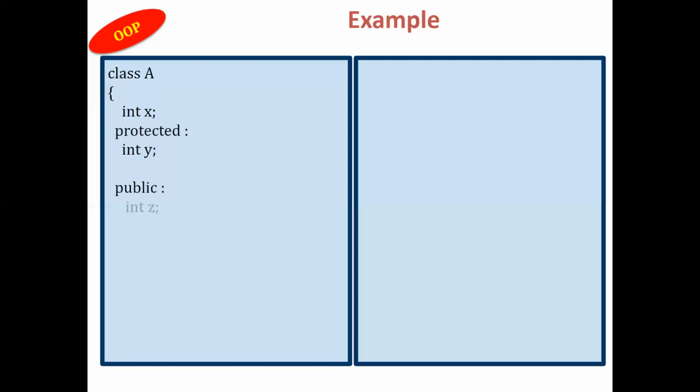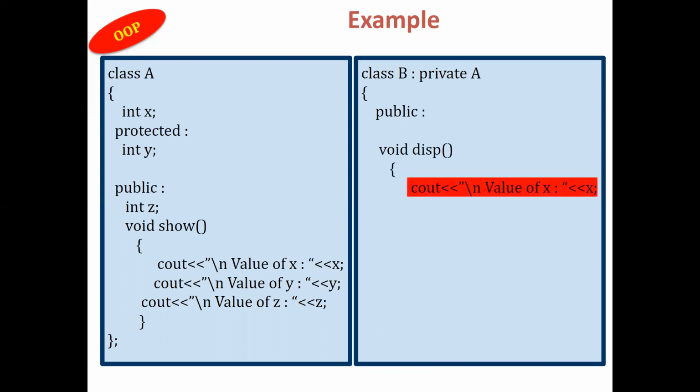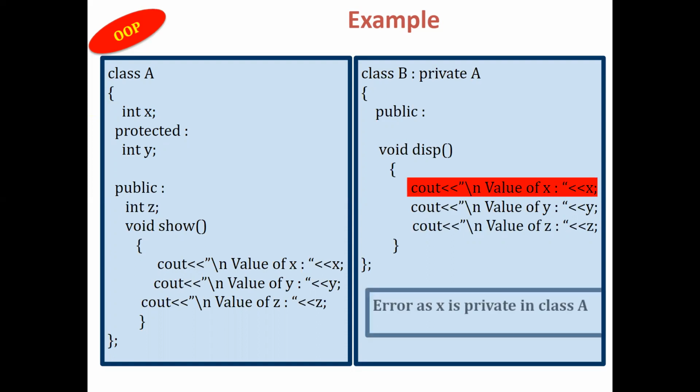A similar example in programming is where you have values X, Y, Z, which are declared publicly, privately, and protectedly. Class B is accessing the properties of class A privately. Now, when B wants to access the variable X, it will generate an error. Why? Because X is private in class A, and class A cannot share any of its private properties even with its derived classes, as we have seen. Y and Z can be accessed by class B here. So there is an error as X is private in class A.